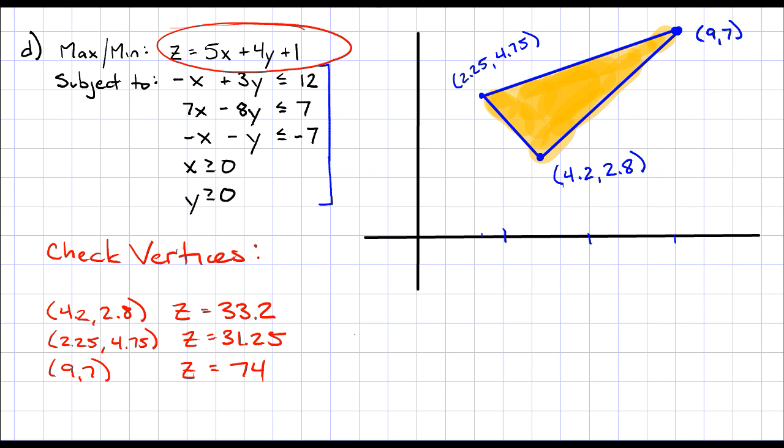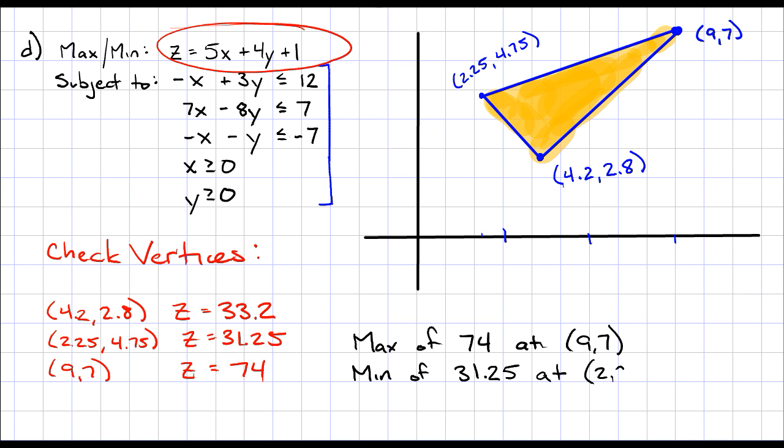So I have a maximum of 74, which occurs at the point 9, 7, and a minimum of 31.25, which occurs at 2.25 and 4.75. Okay.